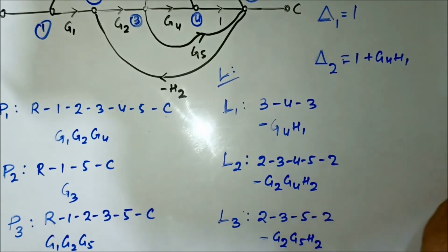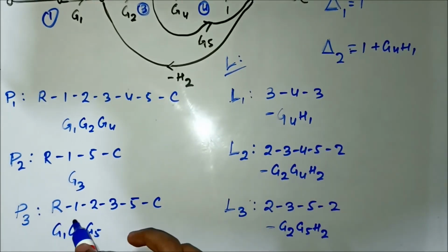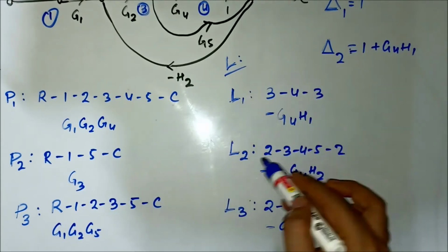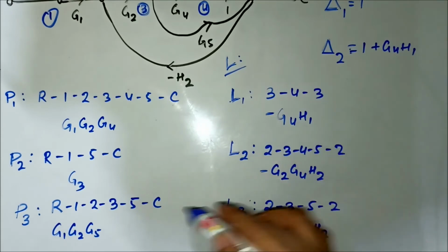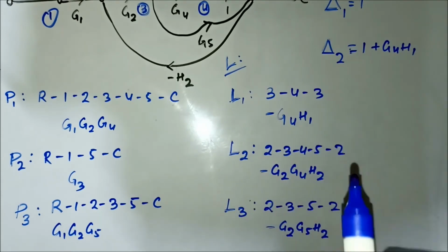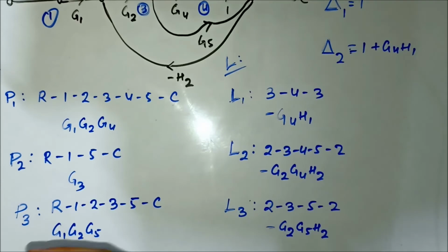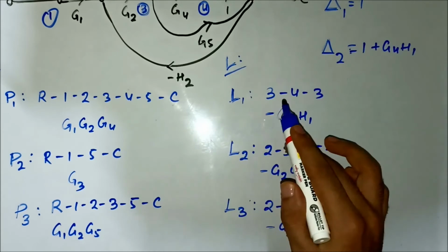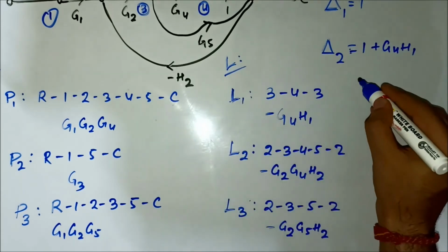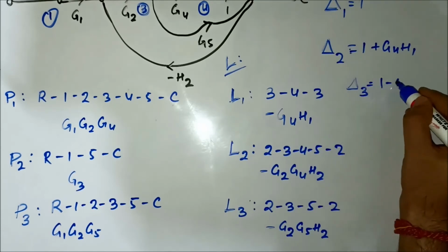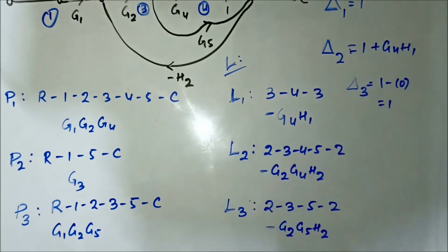Next for P3, it is 1 R1 2 3 5 C. So 3 is there, P3 is touching L1. Here also 3 is there, P3 is touching L2. Here also 3 is there, so P3 is touching L3. Just find out the one common node between them. You don't have to find out all the common nodes. If there is only one node common between the path and the loop, it means it is touching. Okay, just find that one common node. So P3 is touching all the loops. So path factor for P3 is 1 minus 0, which is equal to 1.